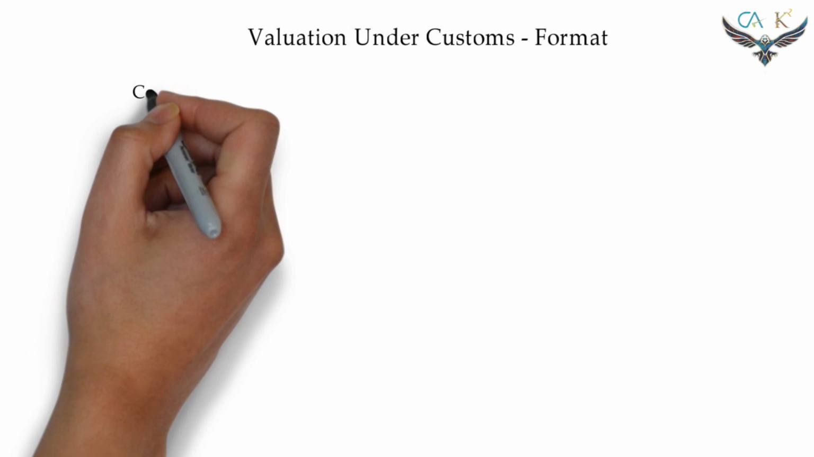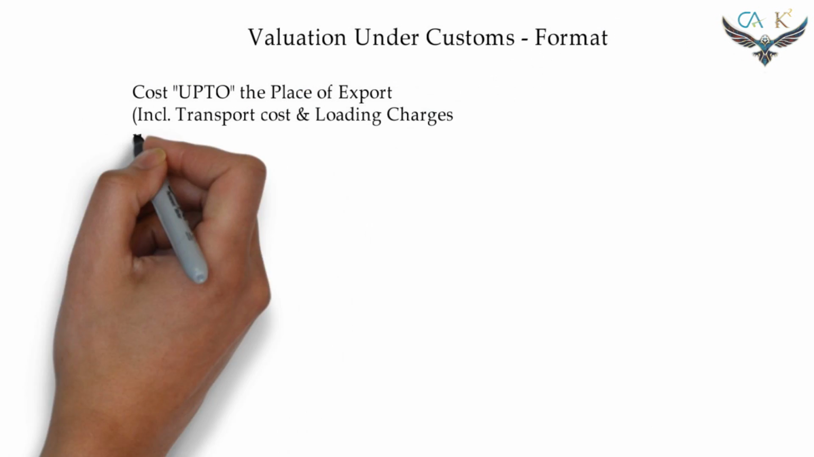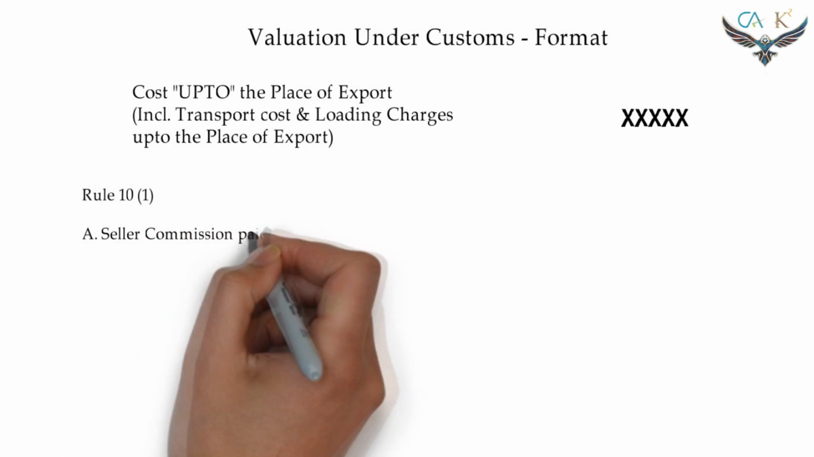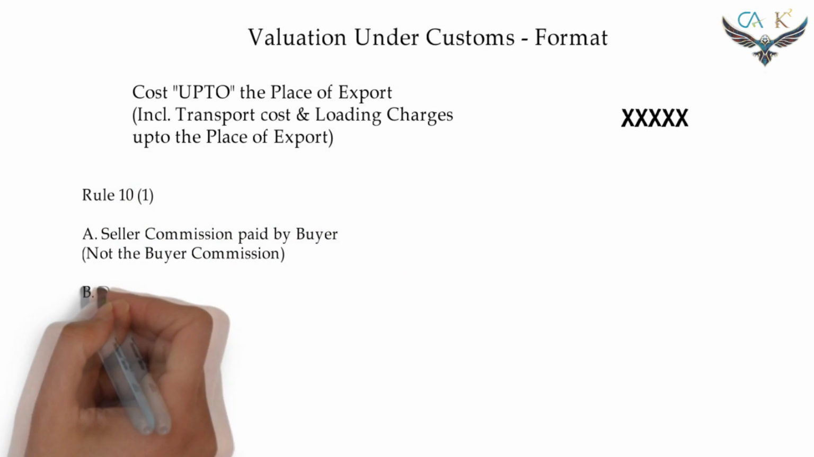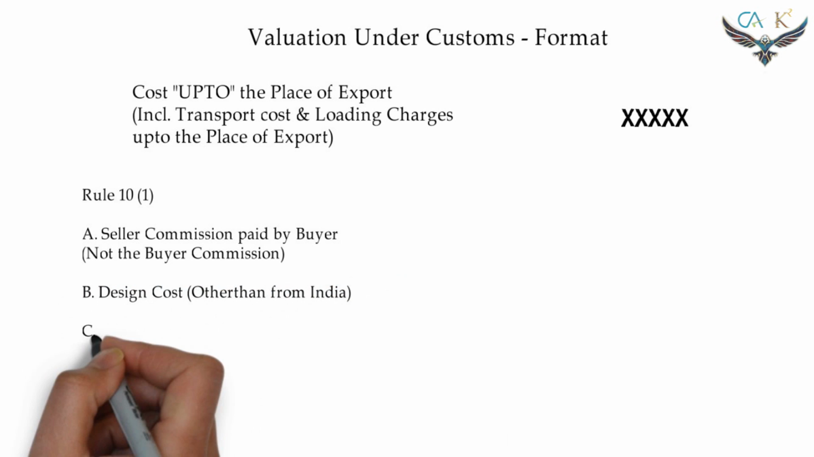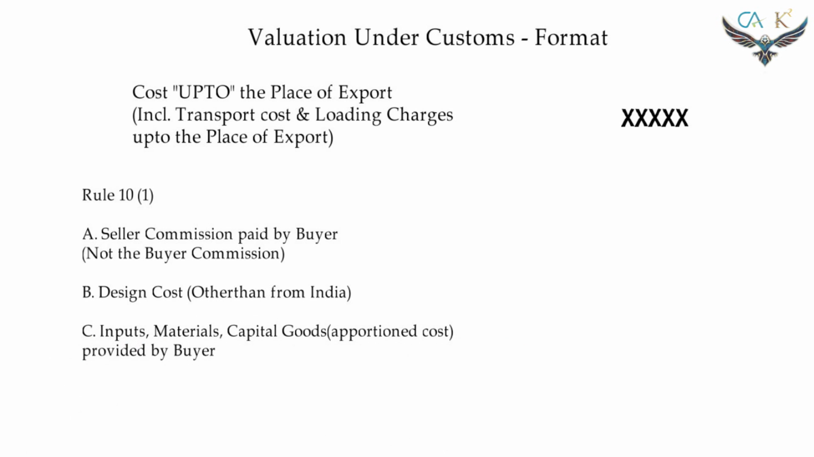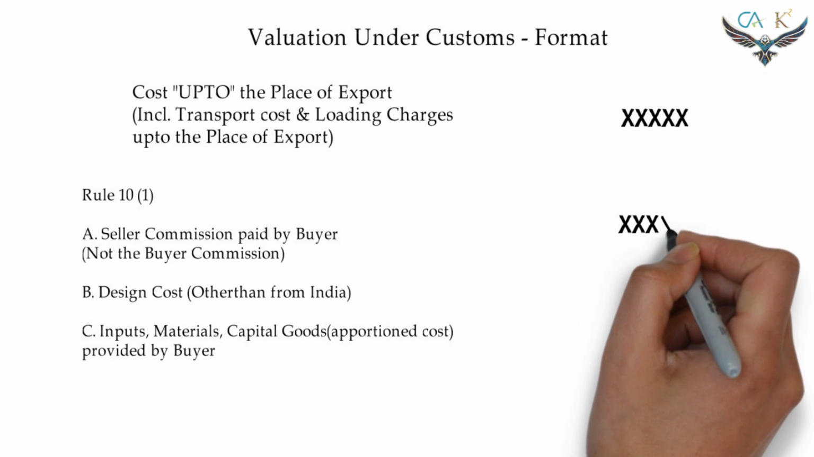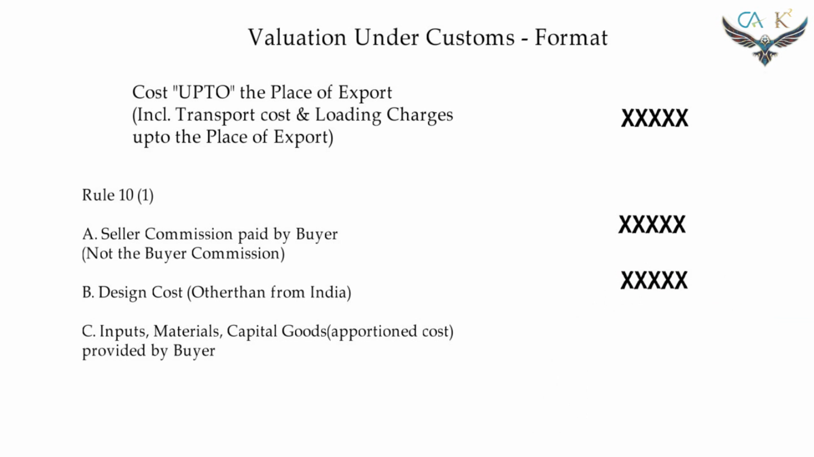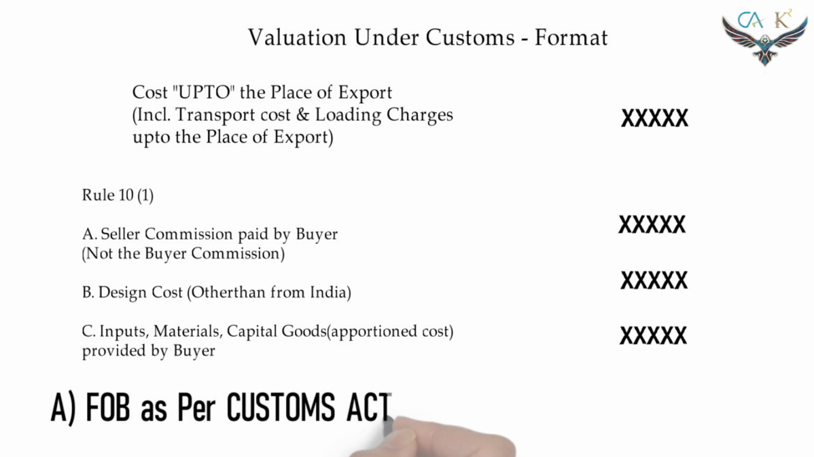The cost up to the place of export, including the transport cost and the loading cost up to the place of export, shall be added. As per Rule 10, Sub-Rule 1, the following costs shall be added. The seller's commission that is paid by the buyer shall be added. The cost incurred on design shall be added, excluding the design costs that are incurred in India. The cost incurred on inputs, materials, and apportionment cost in case of capital goods that are incurred by the buyer. After adding all the above mentioned costs, we will arrive at the FOB value as per customs.